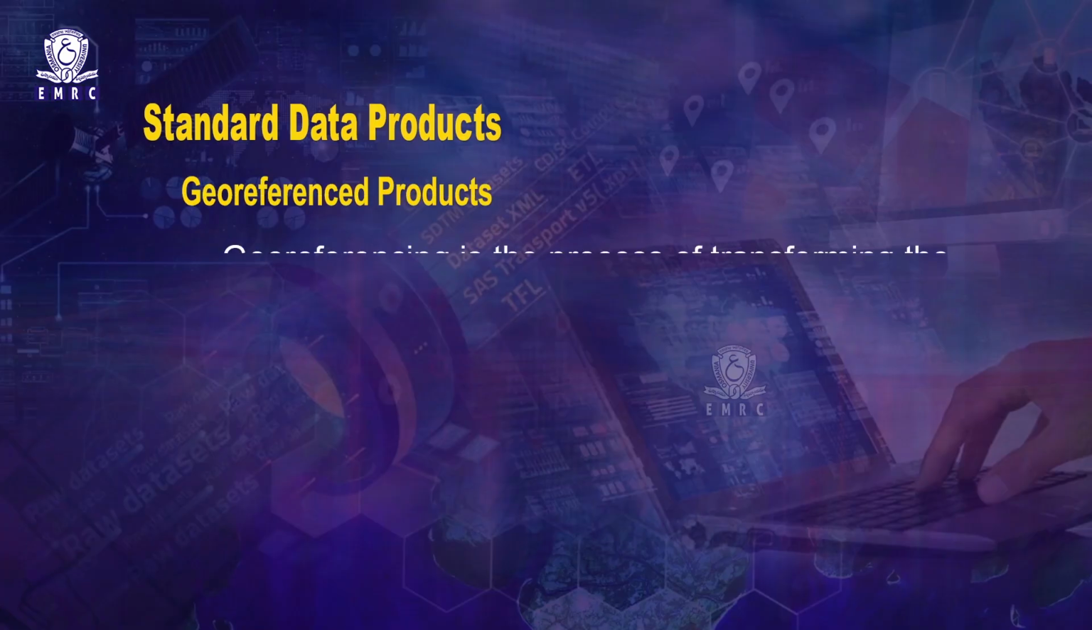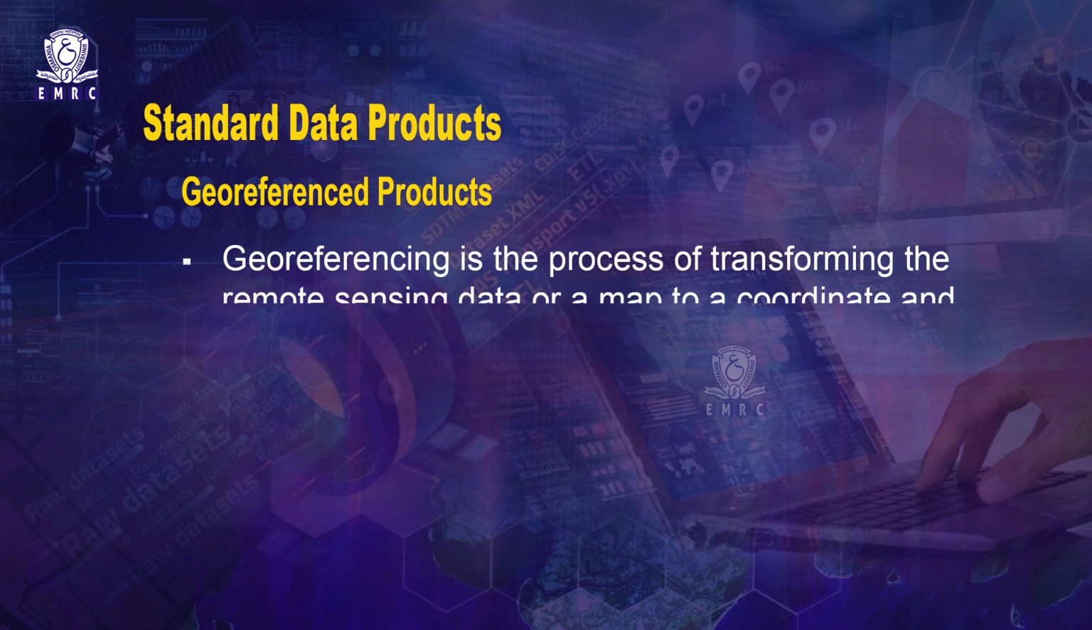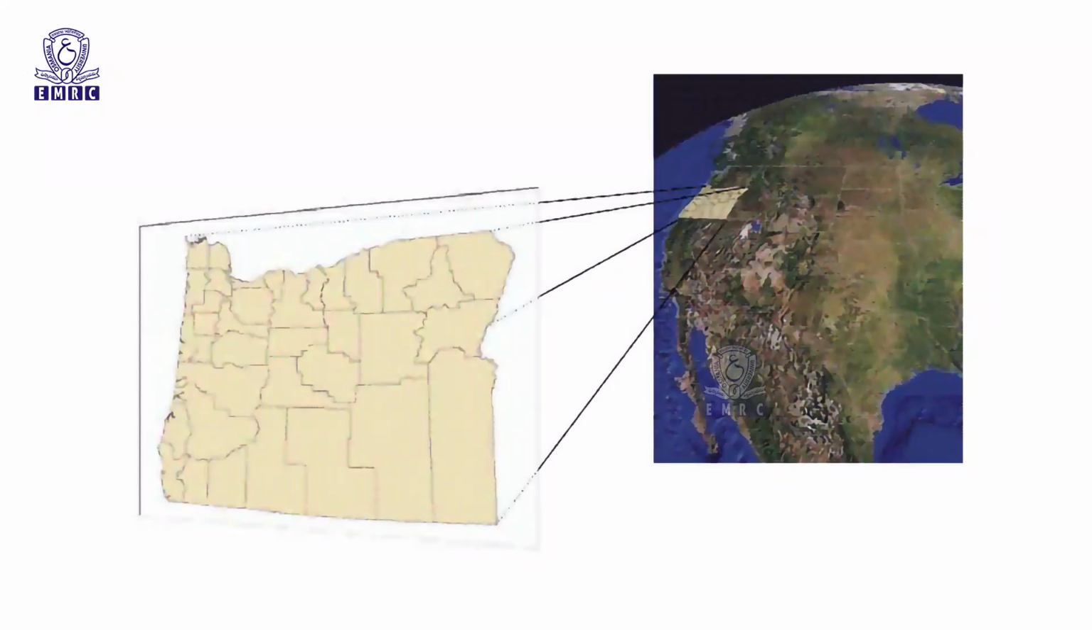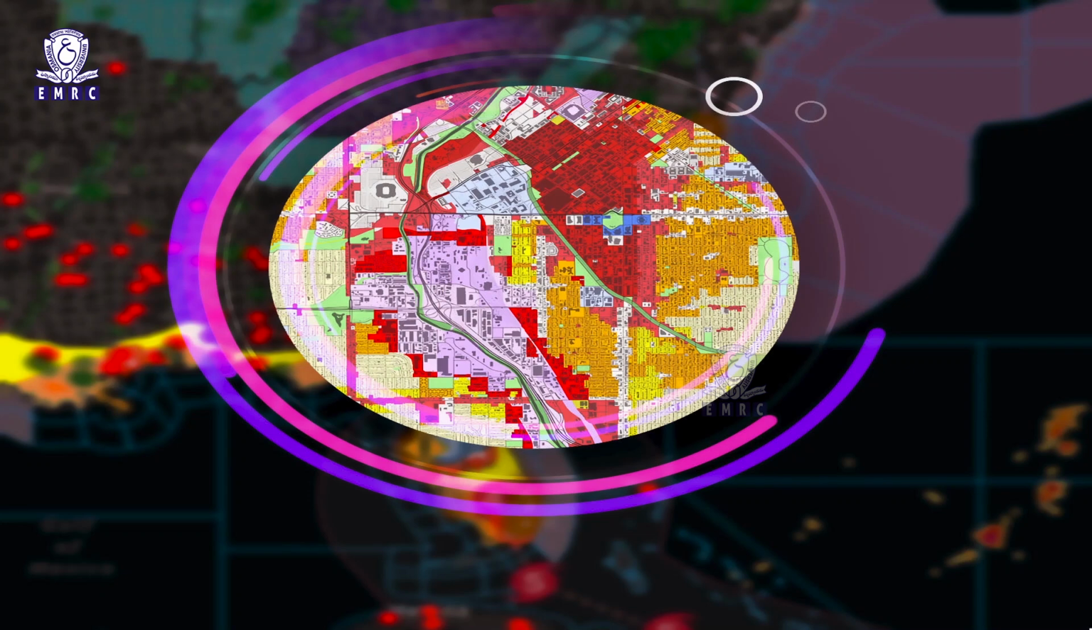Georeferenced products. Georeferencing is the process of transforming the remote sensing data or a map to a coordinate and projection system. This means all the objects and elements in the remote sensing data and the map get a specific geographic location in terms of longitudes and latitudes. Thus, georeferenced products are north-east oriented products.